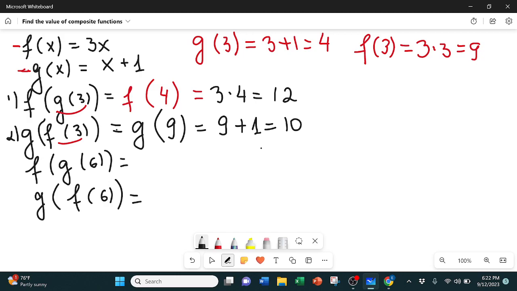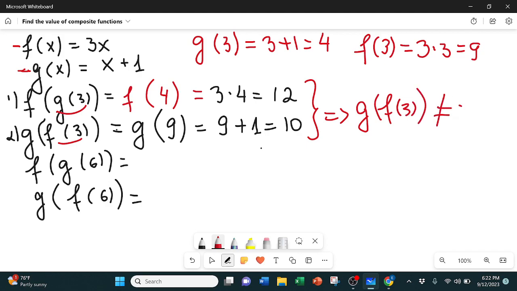As you see here, f of g of 3, the value is 12, and g of f of 3 is 10. Having said this, we found that g of f of 3 is different from f of g of 3.